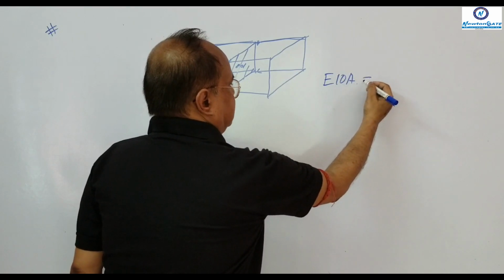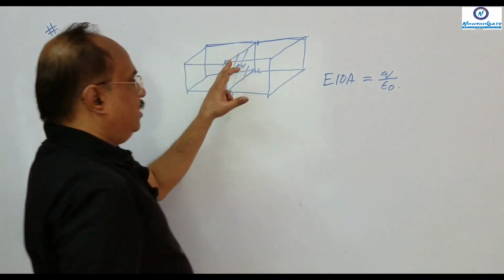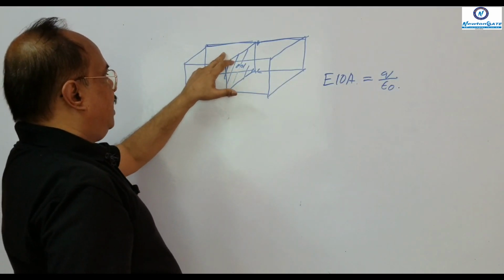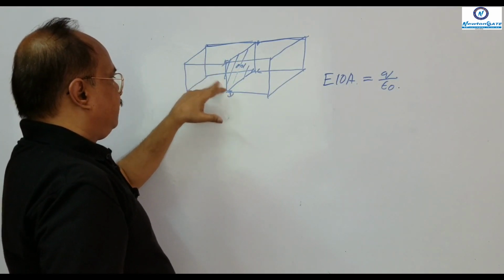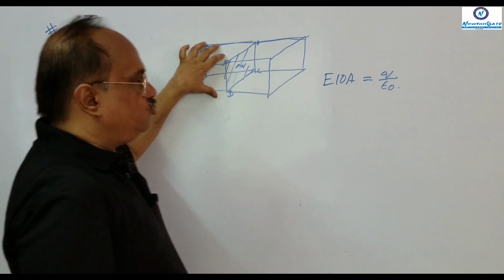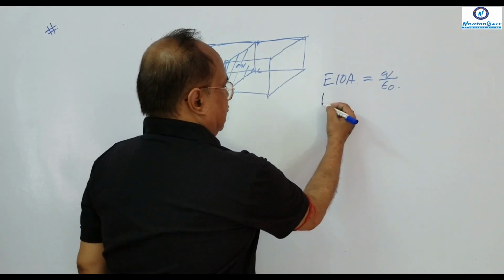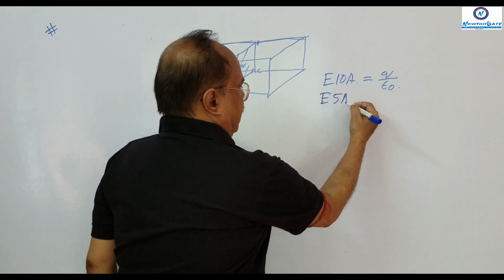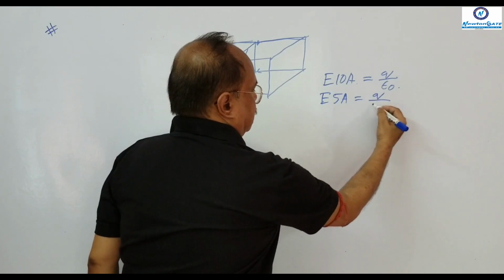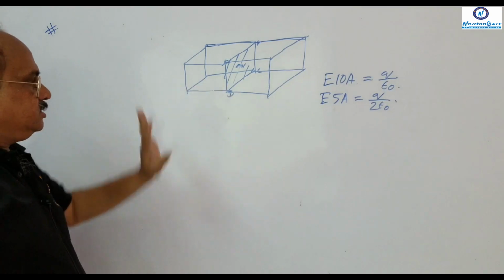And total flux that is coming out will be equal to Q by epsilon naught. And how much do I want to take? I have to take 1, 2, 3, 4, 5. 5 faces is through which the flux has to come out. That I have to calculate. So 5 faces, you keep 5 faces, the E into 5A will be equal to Q by 2 epsilon naught. That's all for this sum.